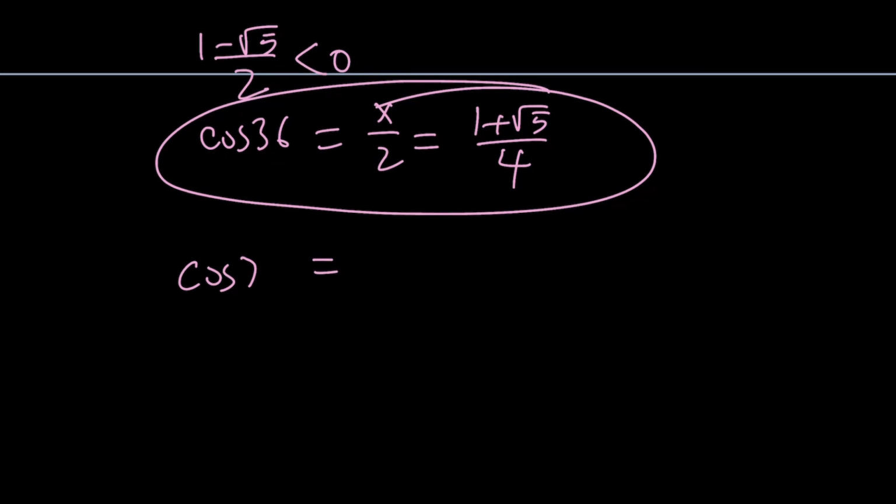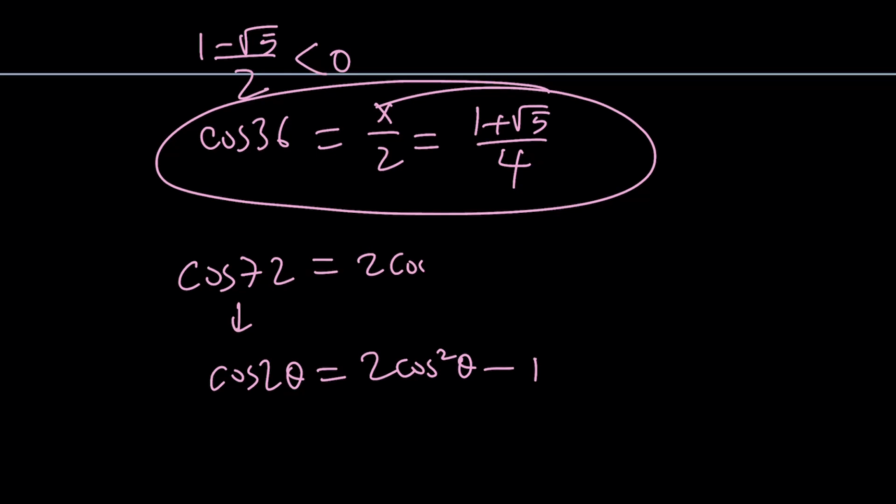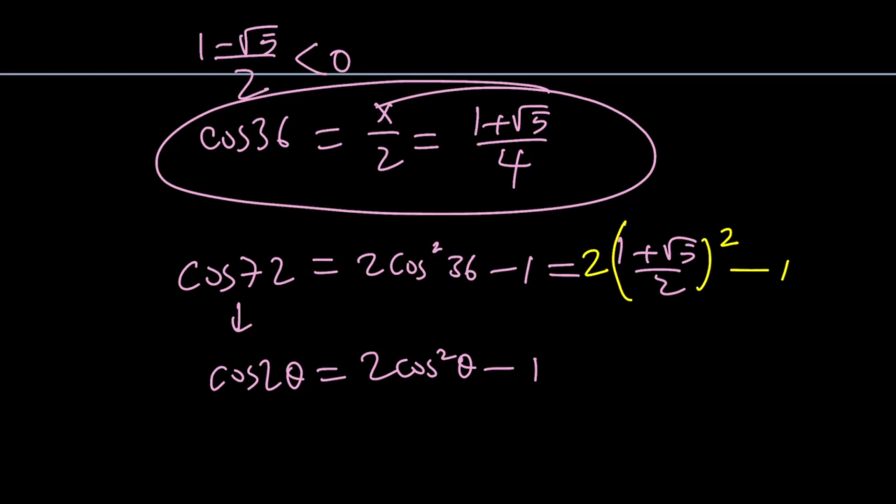What is the double angle? It is actually cosine 2 theta equals 2 cosine squared theta minus 1. If theta is 36, we get this. And since cosine 36 is 1 plus root 5 over 4, we just need to square it, multiply by 2 and subtract 1, and that gives us the following.